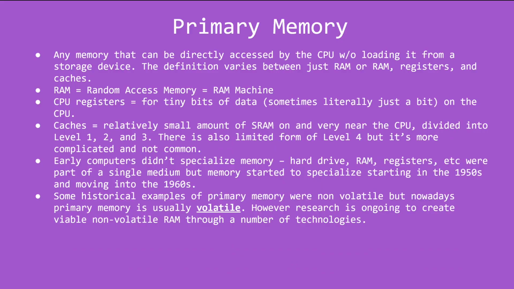So let's start talking about primary memory. Its definition is really any memory that can be directly accessed by the CPU without loading it from a storage device. The definition kind of varies between just RAM, or RAM, registers and caches. I've already mentioned that RAM is random access memory, and the definition of the RAM machine.